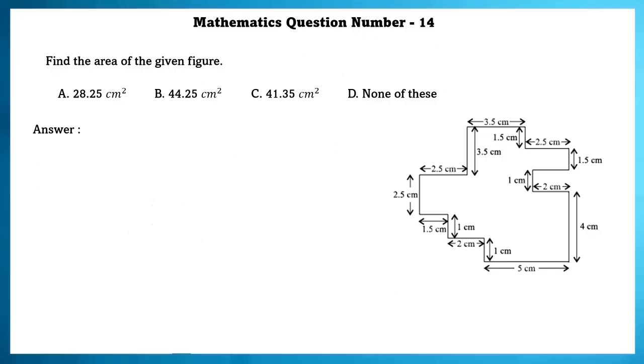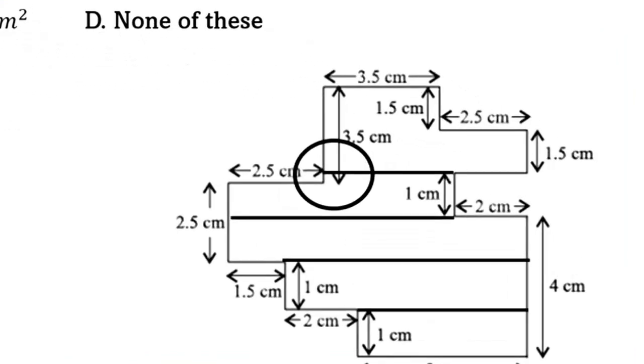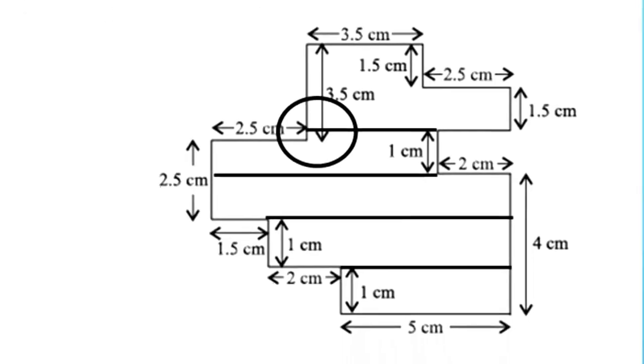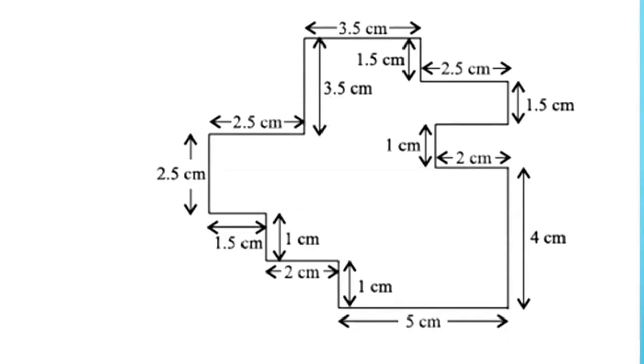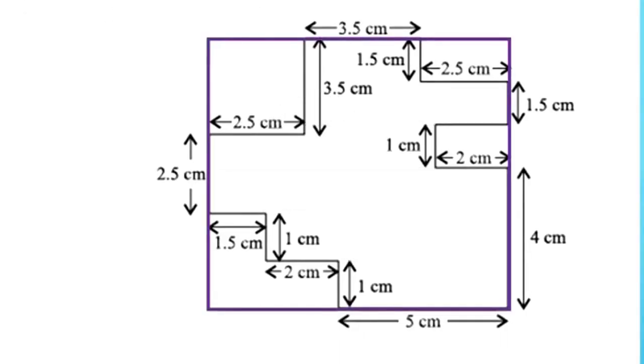Mathematics question number 14. Find the area of the given figure. Now, normally if we divide this into rectangles, we can find the area. But no, over here in the circle portion, there is a height difference of the figure. Instead, what we can do is find the total area of the whole figure and then subtract R1, R2, R3, R4 and R5 from the total area.